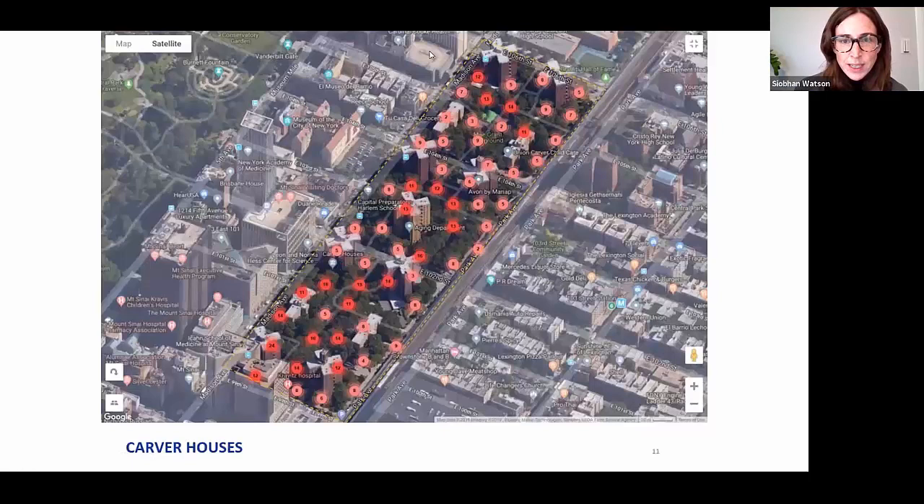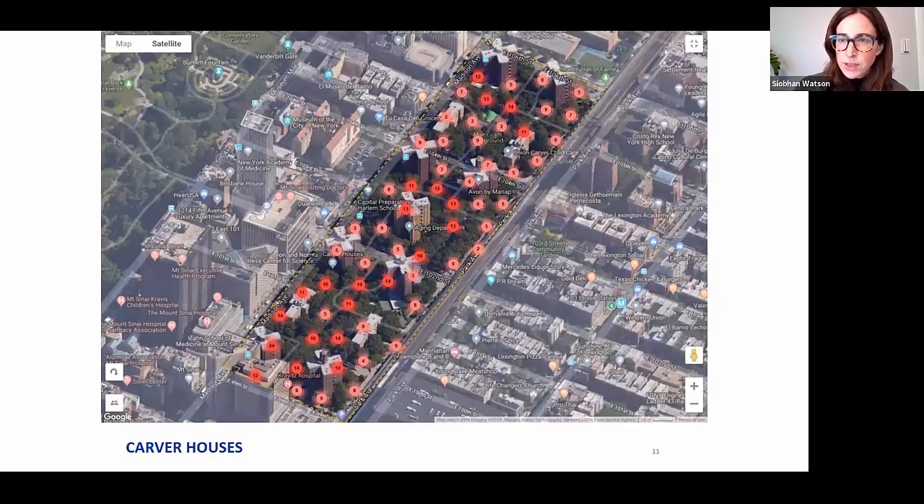So what we're seeing right now is a NYCHA campus, Carver Houses, which is in East Harlem. It's one of two pilot sites where Rich and a fellow from the New York City Mayor's Office conducted a pilot tree inventory and assessment in 2019.